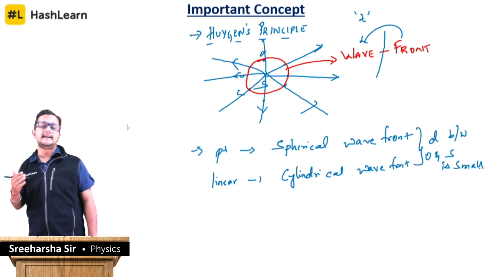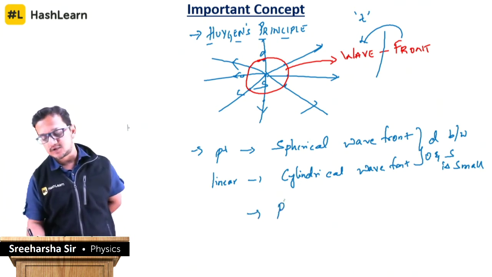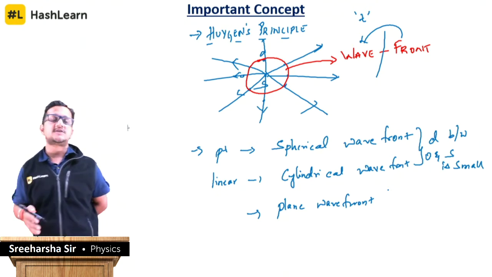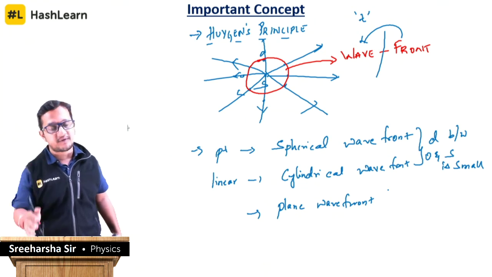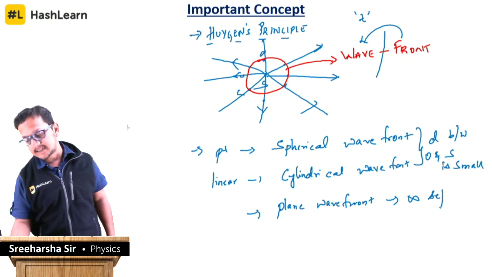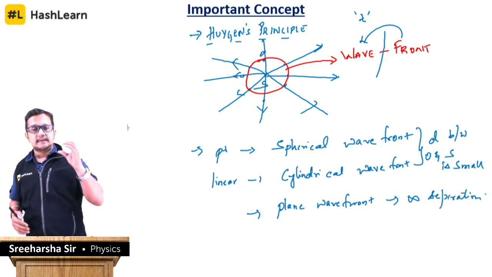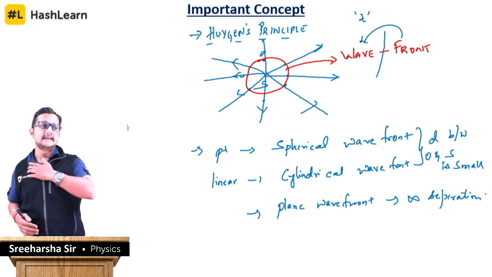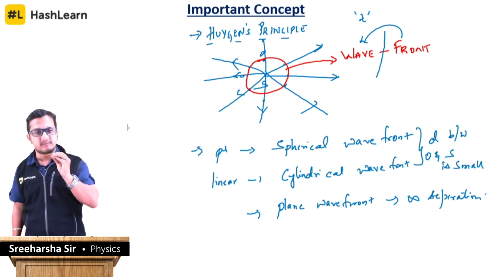If the distance between the observer and the source is very, very large, then it will give rise to plane wave front irrespective of the shape of the source, if they are very far apart at infinite separation. So wavefront is the locus of the particles which are vibrating in the same phase.